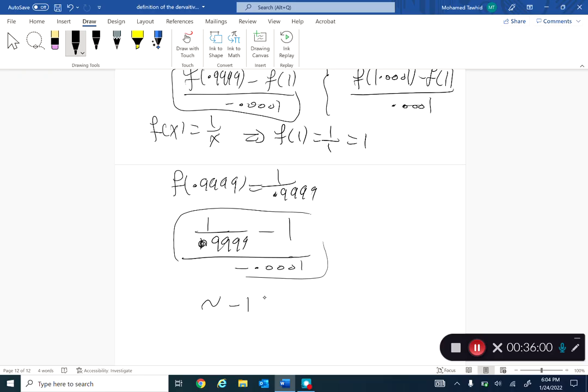So you may get negative 1.0001 like this, and that is your left derivative. So your left derivative is close to negative 1. Just go ahead and use technology for your left derivative.